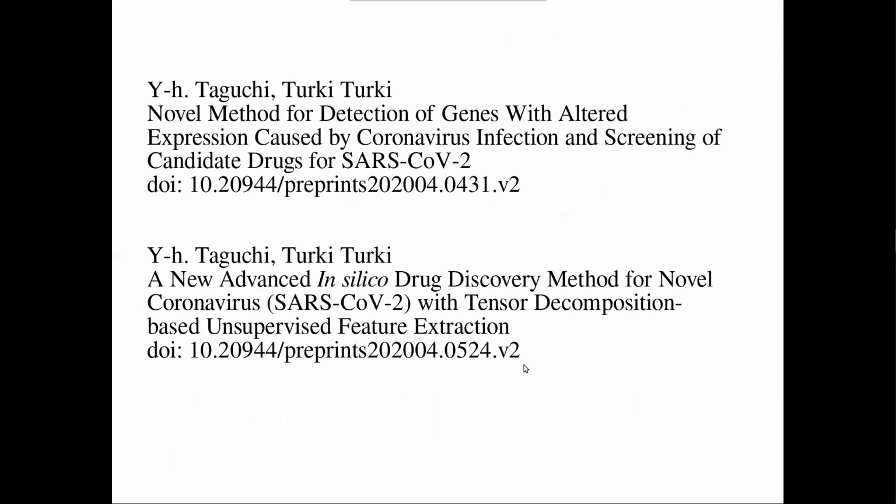Today, I would like to talk about the contents of two recently published preprints. Since I don't have enough time to explain the contents fully, people who are interested in the details of this study, please refer to these two preprints.